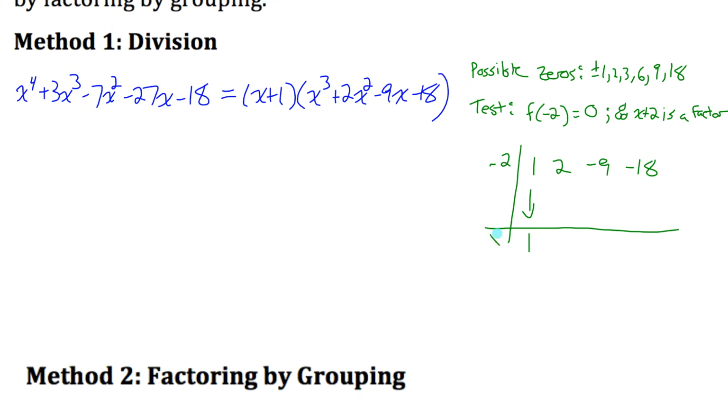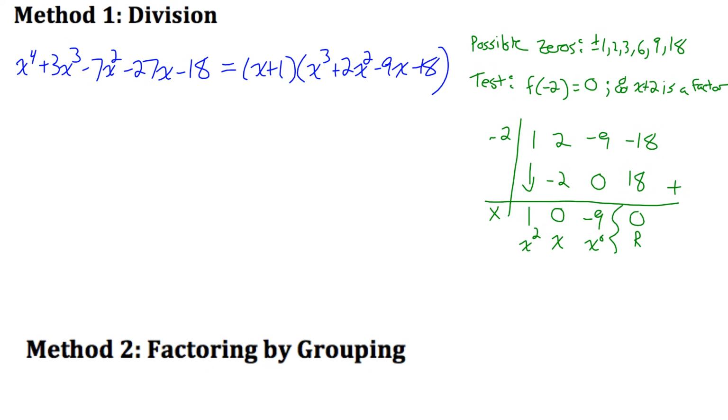Bring down the 1. Negative 2 times 1 is negative 2. Add, I get 0. Multiply, I get 0. Add, I get negative 9. Multiply, I get 18. Add, I get 0. Good, I got a remainder of 0. That means I've done it right. There's my x to the 0, my x to the 1, and my x squared term.